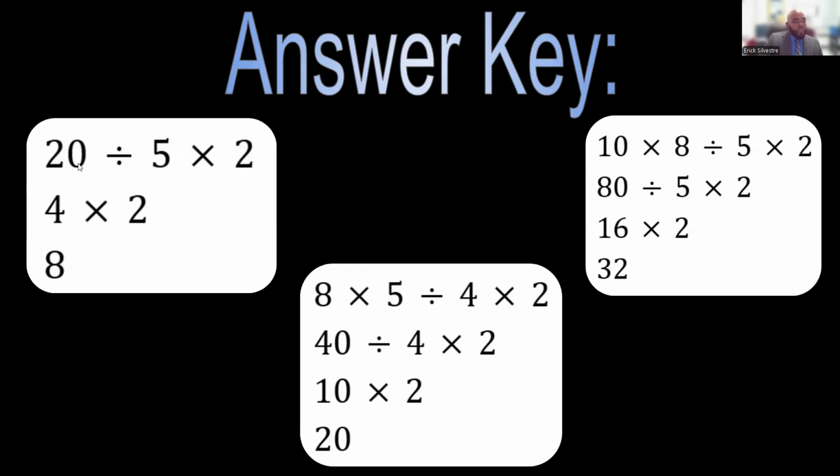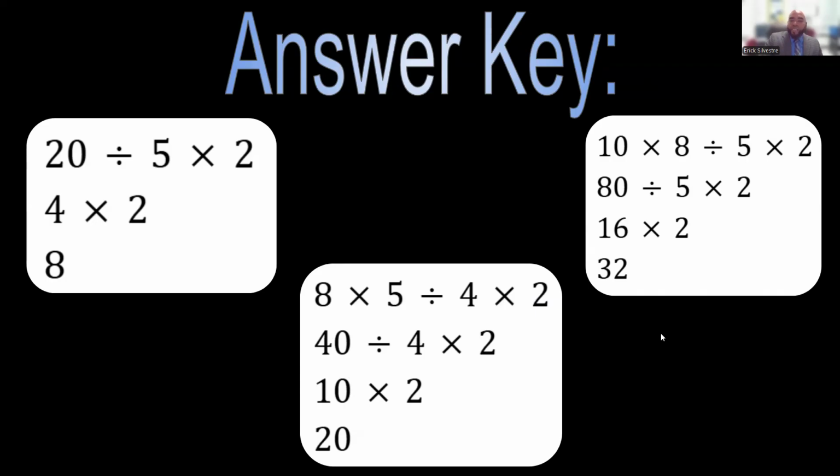All right, so 20 divided by 5 times 2. Again, left to right, 20 divided by 5 is 4. 4 times 2 is 8. Then you have 10 times 8 divided by 5 times 2. Again, left to right. 10 times 8 is 80. 80 divided by 5 is 16. 16 times 2 is 32. And last but not least, 8 times 5 divided by 4 times 2. Going left to right, we know that 8 times 5 is 40. 40 divided by 4 is 10. And 10 times 2 is 20. I hope you got it all right.